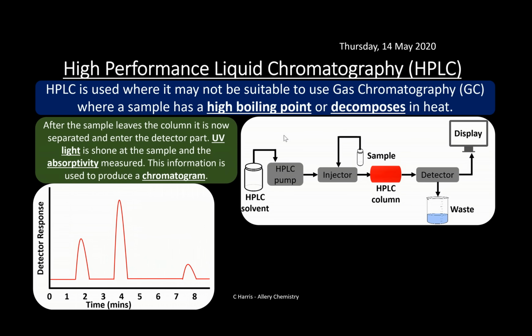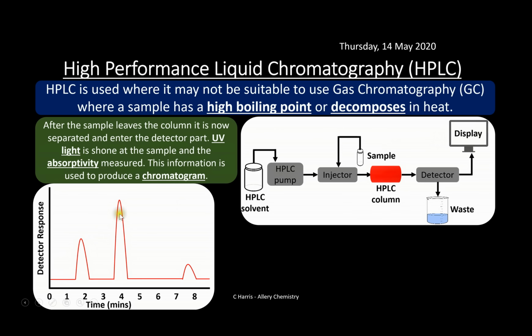Okay, so after the sample leaves the column, it's now separated and enters the detector part, as we can see here. So here's the detector section. What happens is UV light is shone at the sample, and the absorptivity is measured. It's a bit like colorimetry, which we looked at as a method for measuring rates of reaction. You can use a colorimeter and it measures absorptivity, if you remember that. This one uses a similar principle, and this information is pushed into the display screen here, as you can see.